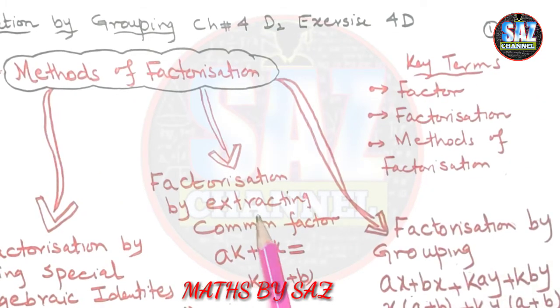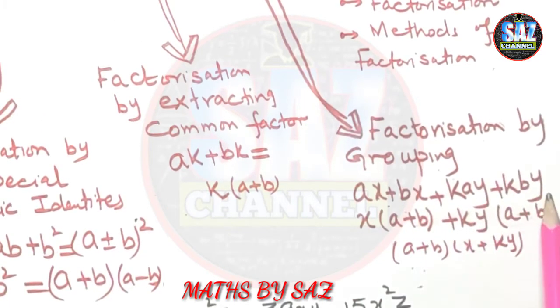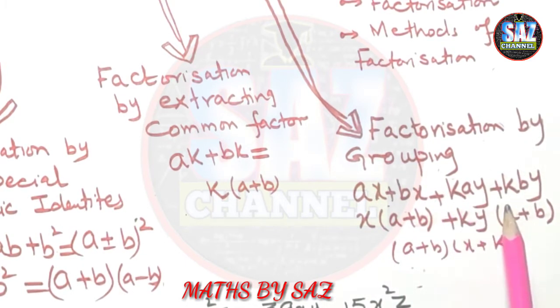Then the third method is factorization by extracting common factor. Whenever we will have two terms or three terms and those terms are not pure and standard quadratic expressions, in order to factorize those quadratic expressions, we will extract common factor in form of k into a plus b. Then factorization by grouping. Whenever we will have four terms, we will divide those four terms into groups of like terms, and we have to extract common factor from each group, and finally we have to extract the common group out. Let's move to the exercise.